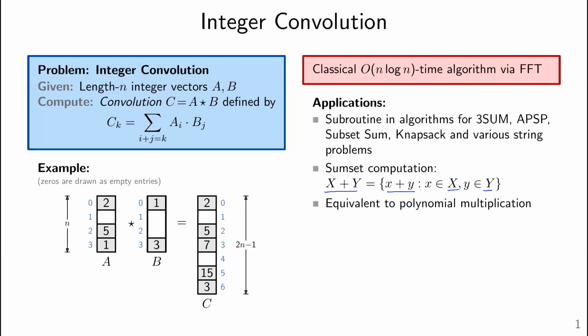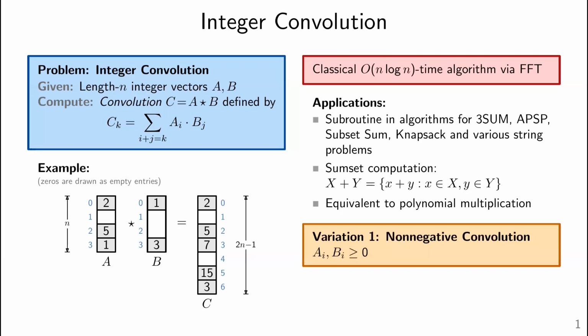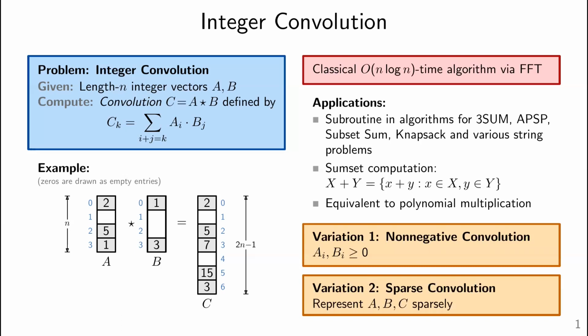Now, in this talk, we will focus on a specific variant of this problem, which we obtain by considering two variations. First, we consider the non-negative convolution problem, which means that the input vectors a and b only have non-negative integer entries, and as a consequence, also the output vector c only has non-negative integer entries. And second, we will consider the vectors a, b, and c to be sparse, and therefore obtain the sparse convolution problem. Okay, so instead of writing down a, b, and c as an array of length n, you instead represent each vector as a list of non-zero coefficients only.